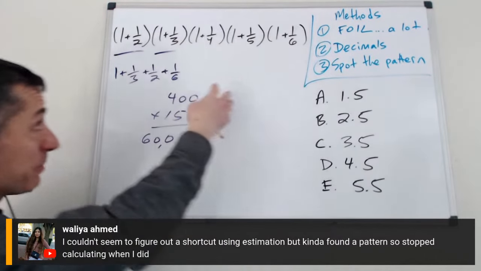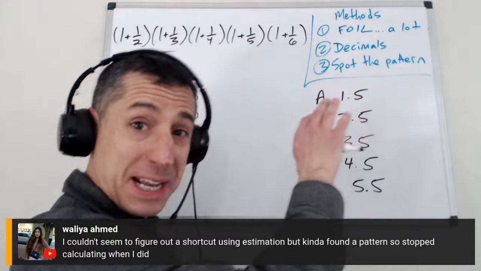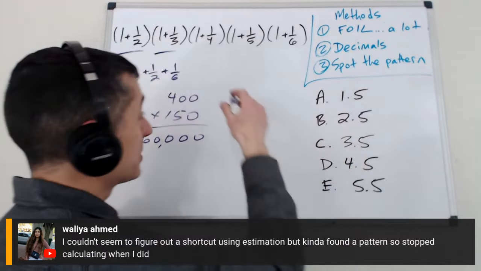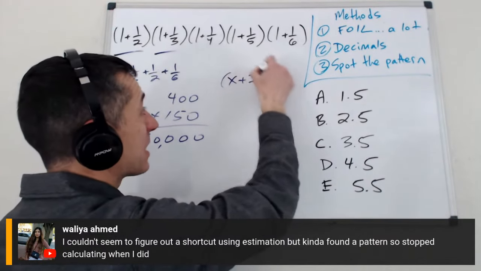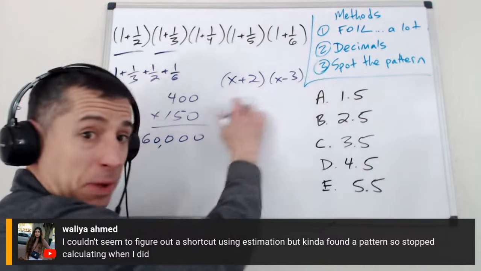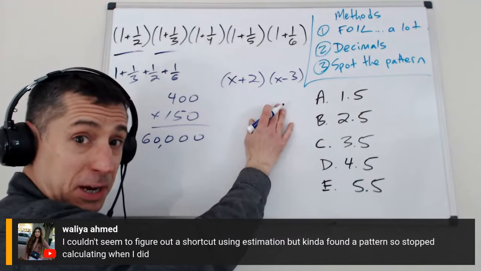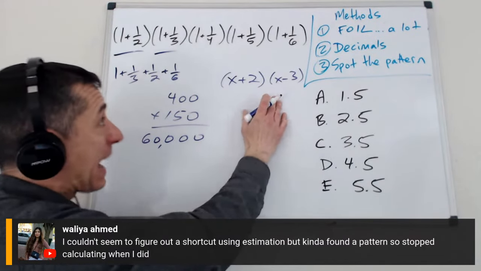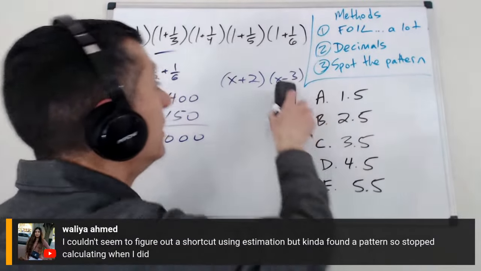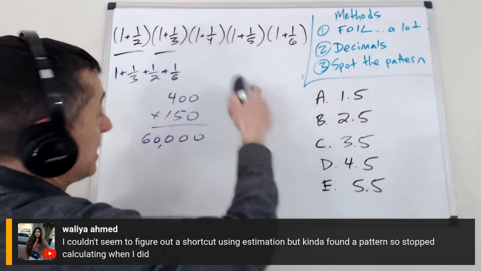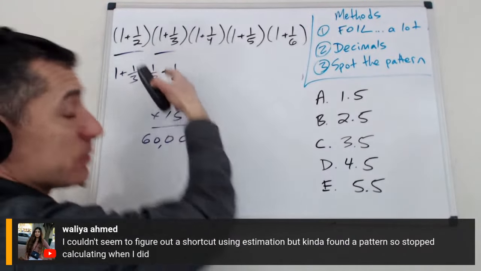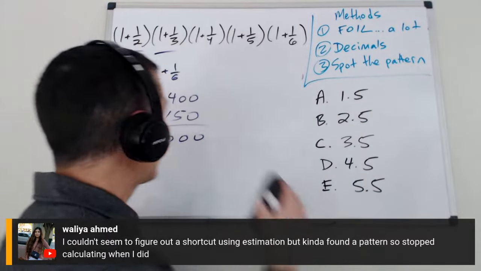That's one thing I see people do: they start doing it algebraically because it looks like the sort of thing you see in algebra, the sort of thing that we might just multiply out. Awful here, really painful. Think before you act. That's what I mean by FOIL. Decimals, I suppose you could say, oh, 1.5 times 1.33. Now we've got repeating things, terrible.